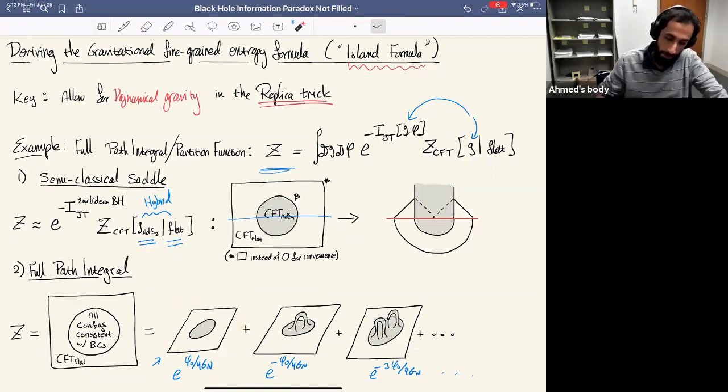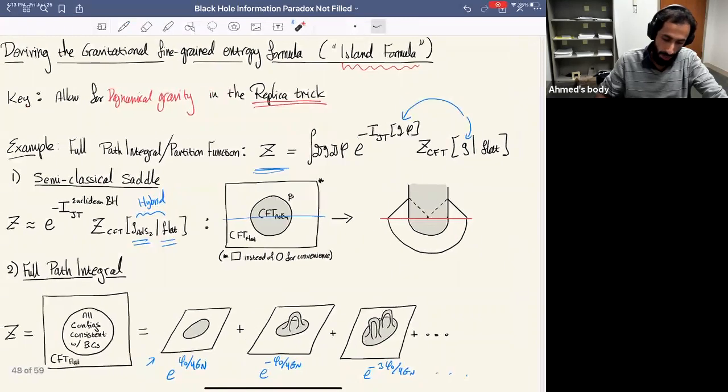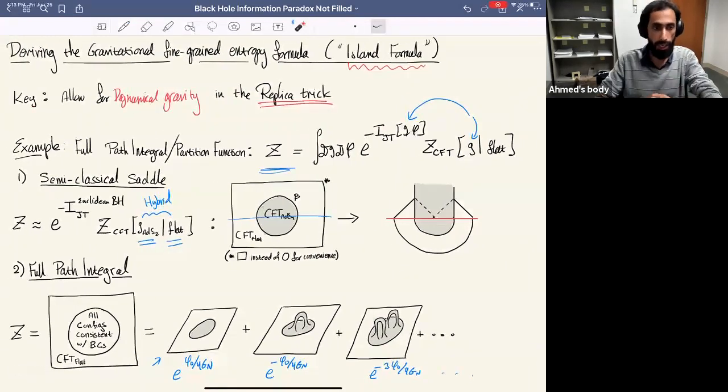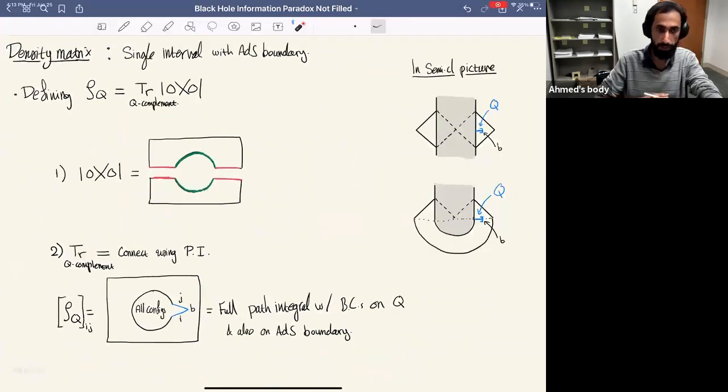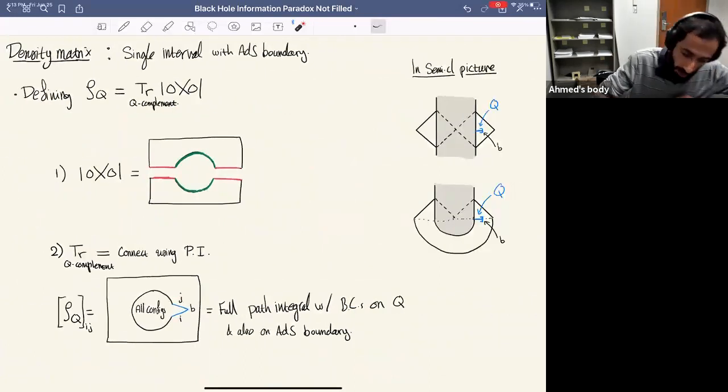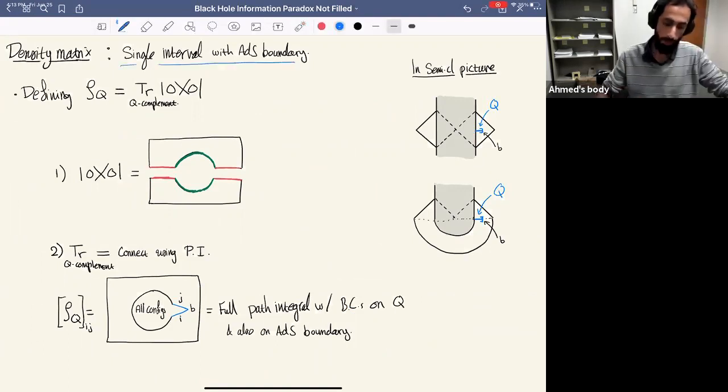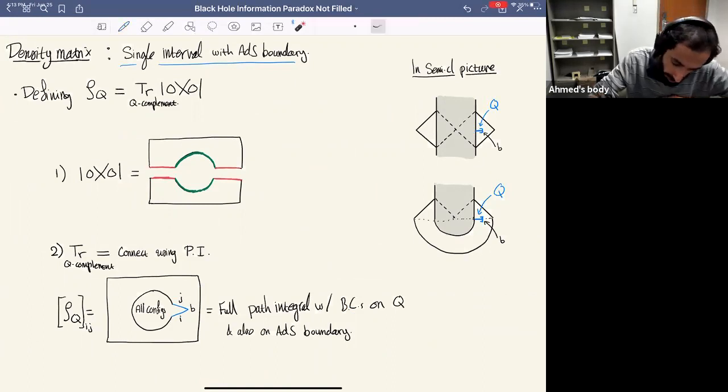Okay. Now, we want to compute the entropy of some region in the bath. So the first step to do that is to define the density matrix of this region. So I'm going to derive the formula for the simple case of just a single interval on the bath that contains a piece of the AdS boundary. So that's like this piece here, this region Q. The endpoint here will be labeled by the point B.